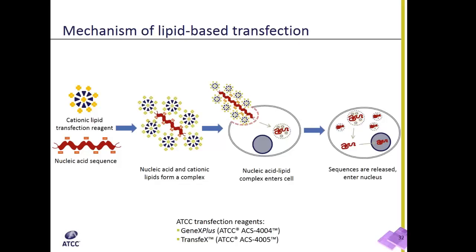ATCC offers 2 transfection reagents for the delivery of plasmid DNA, GeneX Plus and Transfex. GeneX Plus is a good choice for suspension cells. However, Transfex can be thought of as an all-purpose transfection reagent. We have developed optimized protocols for many continuous cell lines and primary cells. These protocols can be found on our website or by contacting technical services.